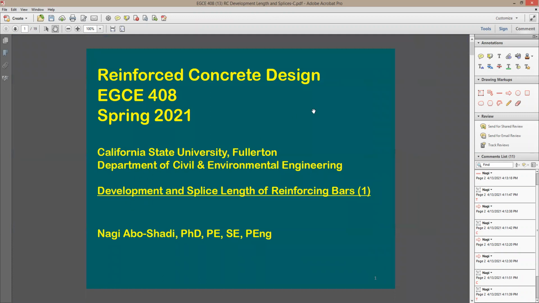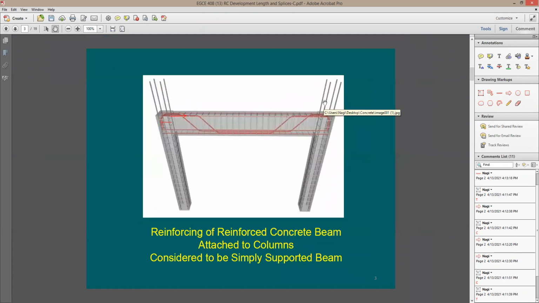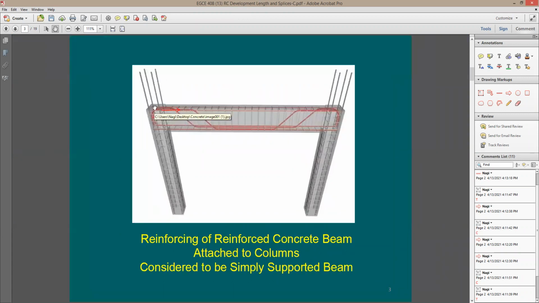Development length. Development length means, again, that you're going to have some tension force on some rebars, and you'd like to transfer it completely to the concrete surrounding this rebar. How do you do this? You are using here the bond mechanism between the rebar and the concrete beam around it and column.